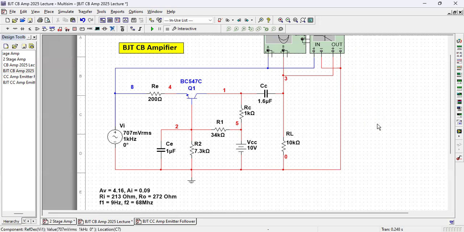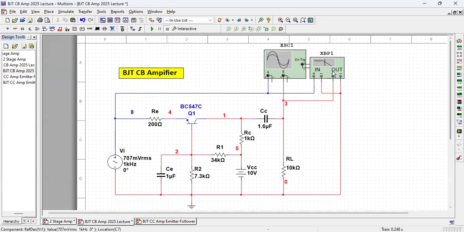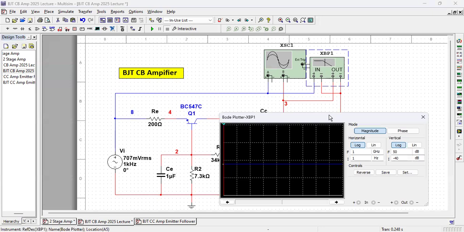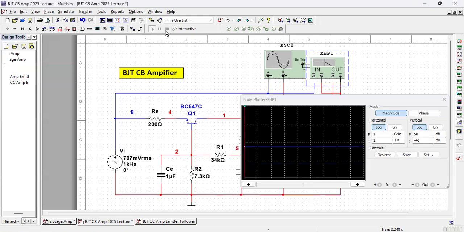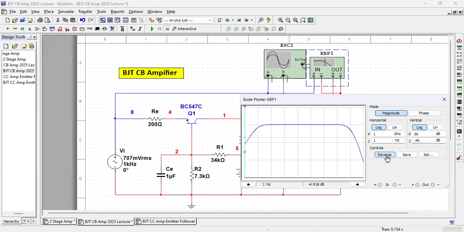This I removed because this was not a part of the amplifier. And then we also have to see the frequency characteristics. The system was running, so the frequency characteristics should be available here. See, this is the frequency characteristics. I increase the level a little bit, and reverse the screen, so you can see it correctly. Now you can see the frequency characteristics correctly.